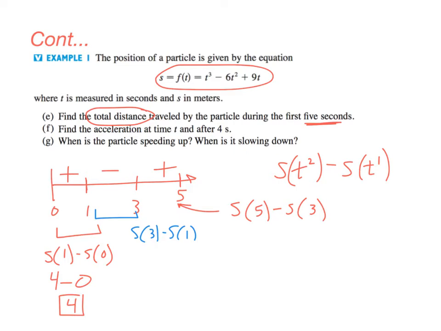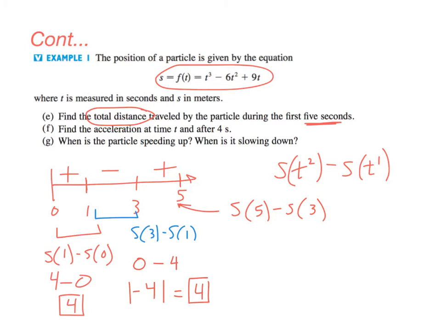If I sub in 3 for the function, it looks like I get an answer of 0 minus s of 1, which we already figured out was 4. And since this is negative, we actually end up getting a negative 4. Since it's total distance traveled, we want to treat that as positive. So we're going to put an absolute value around that and call it positive 4. It still moved the positive 4 distance.